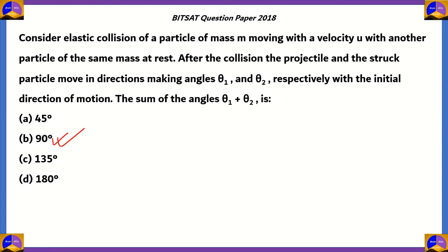So what we did was we took conservation of momentum in the perpendicular directions. That means we took conservation of momentum in the horizontal component of the velocities and the vertical component of the velocities. And after that, we took the conservation of kinetic energy for an elastic collision. And then we squared and added the two equations we got earlier, and then we applied certain formulae here and there, and using that we got theta 1 plus theta 2 as equal to 90 degrees. So the sum of the angles theta 1 and theta 2 is 90 degrees. That is option B.